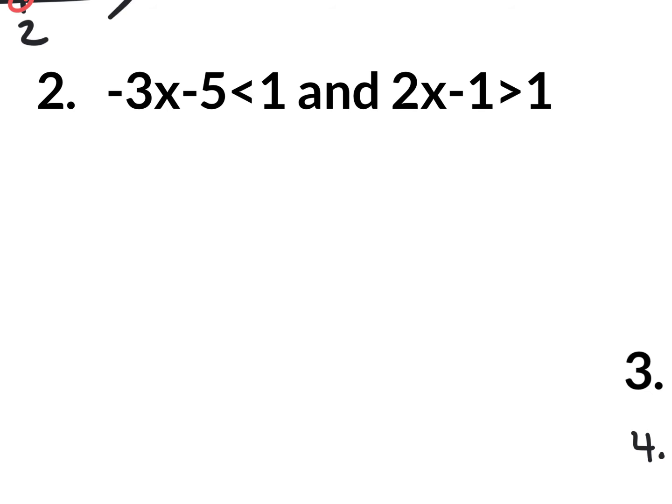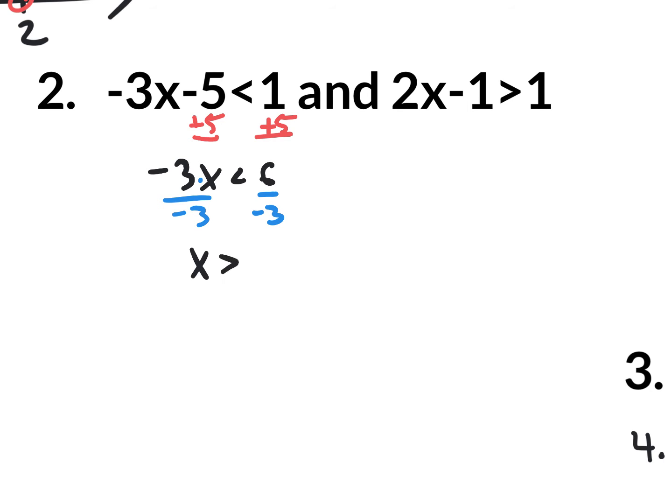So when we solve this, plus 5, we end up with negative 3x is less than 6. Final step is to divide by a negative 3, which means if you're dividing by a negative on your last step, you have to flip that inequality symbol. It becomes greater than, of course, negative 2. Let's do the other one.